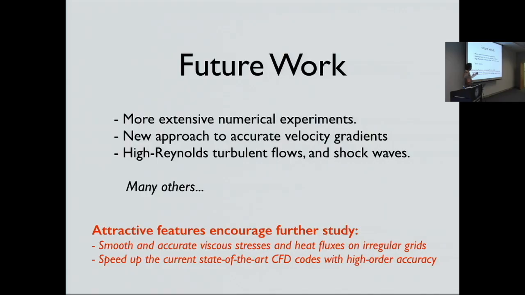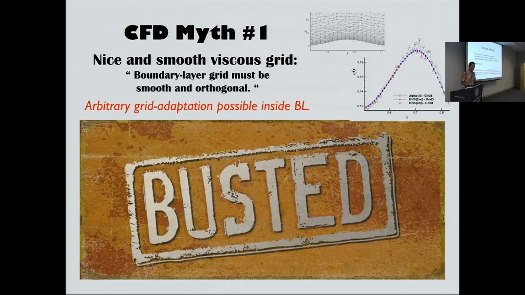But first of all, the smooth and accurate viscous stress and heat flux on irregular mesh. This is very useful. The grid generation may become easier for complex geometries, and grid adaptation can be performed inside the boundary layer or wake area. And speed up the current state-of-the-art second order CFD code, with high order accuracy. This sounds too good to be true. It can be faster and it can be high order. So, what happens to the myths?